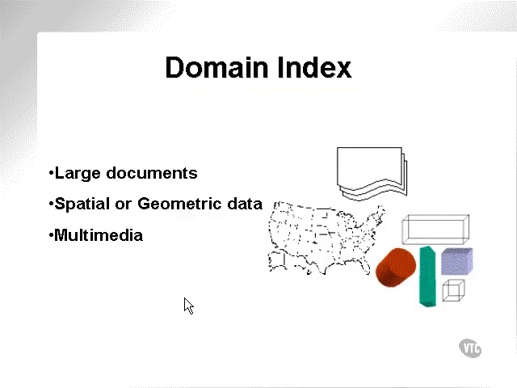A domain index. Large documents, for instance in a library, lots of very big documents. Spatial geometric data. Spatial data is things like maps and objects, representations of objects, multimedia, video, sound, all that sort of stuff. There's lots of it.